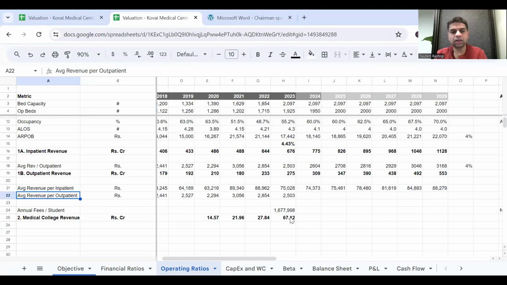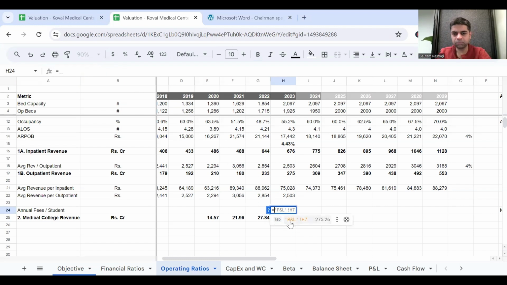Now let's estimate the revenue from medical college. So this was the fees, 67 CR, when it had its fourth batch running. So it had around 400 students. I think 600 students, right? Not 400. So let me divide this number. I think this might be wrong. Let me convert it into rupees and then 600. So this is the blended annual fees per student.